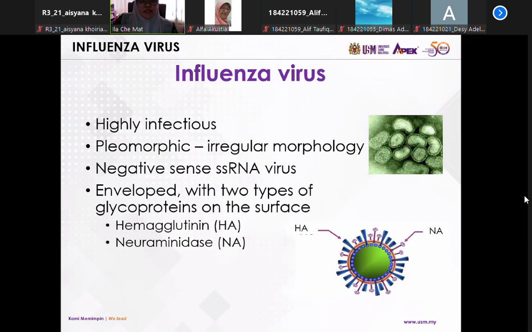Okay, so the influenza virus is highly infectious. I know you guys are familiar with the H and N, right? So it's probably H1N1, H7N9, H5N1. They are all actually influenza viruses. They are called HN because of the two types of glycoprotein on the surface, which are the HA and NA.